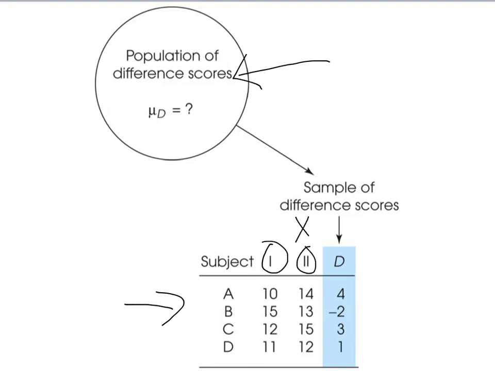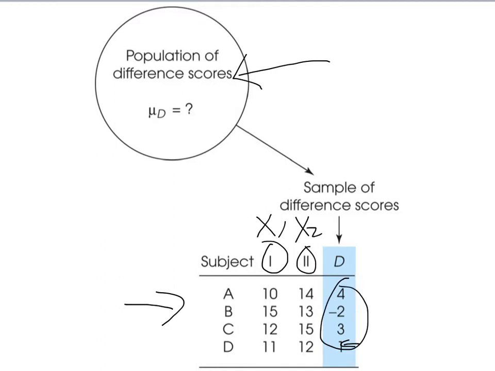We have X2 and we have X1. If we subtract X2 from X1, we have a difference score of 4. Here we have a difference of -2, 13 minus 15. Here we have a difference of 3. Here we have a difference of 1. These are our difference scores.